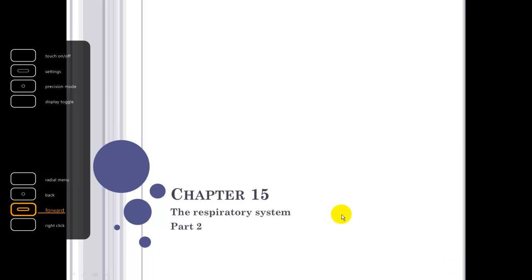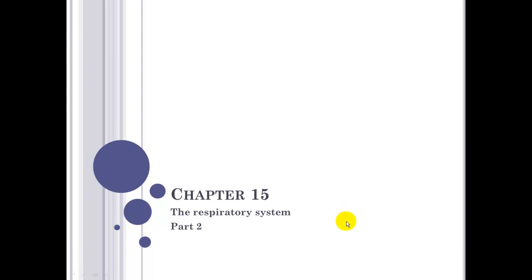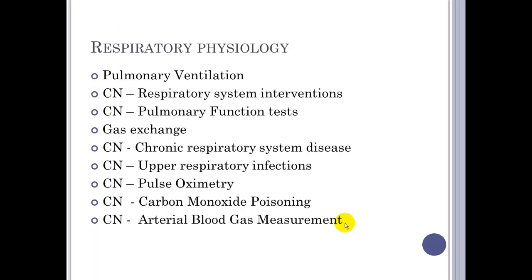All right, this is going to be Chapter 15, the Respiratory System, Part 2. And covering quite a bit of area in this: pulmonary ventilation and a lot of clinical notes, respiratory system interventions, pulmonary function test, gas exchange, chronic respiratory system disease, upper respiratory infections, pulse oximetry, carbon monoxide poisoning, arterial blood gas measurement.